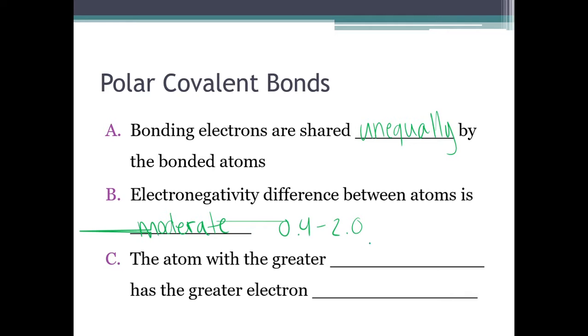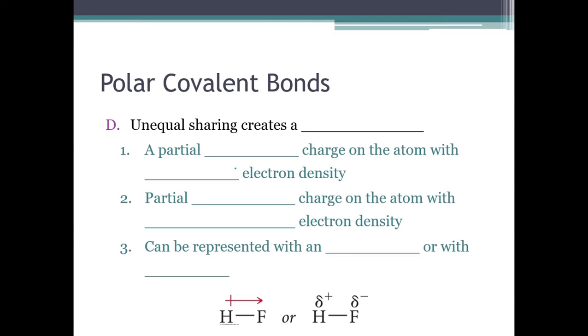So since one will be a little bit stronger than the other, the atom with the greater electronegativity, the stronger atom, is going to have the greater electron density. What this means is that the atom that is better at pulling on electrons will have more electrons around it because it is pulling on them more. Polar covalent bonds have something called a dipole. We can split this up, di meaning two, and pole meaning sort of ends. Like the Earth has poles. There's the North Pole and the South Pole, and there are two opposite ends.